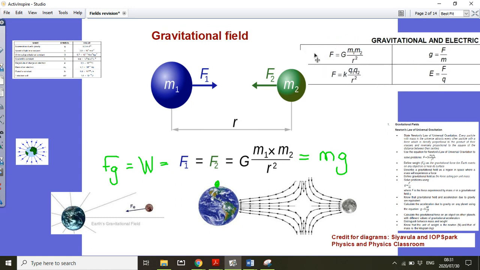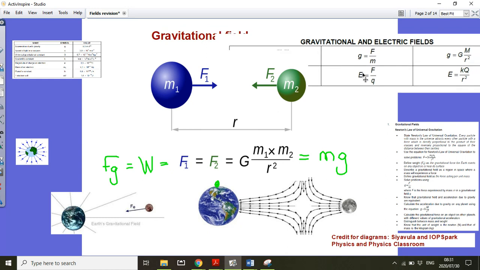First column, forces. Second column, fields. So this is gravitational field, and if you look at the equation, it tells you that it's the force per unit mass. So you'll see in the definition, it's the force acting per unit mass. And there you have your definition as well. But now what is this force?